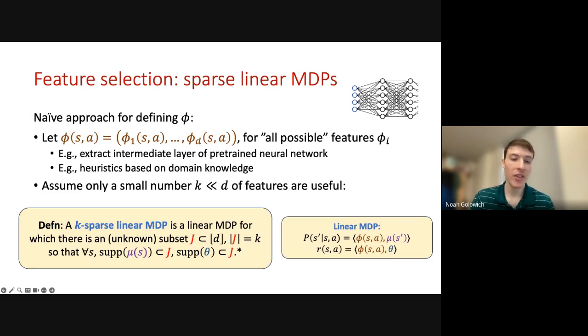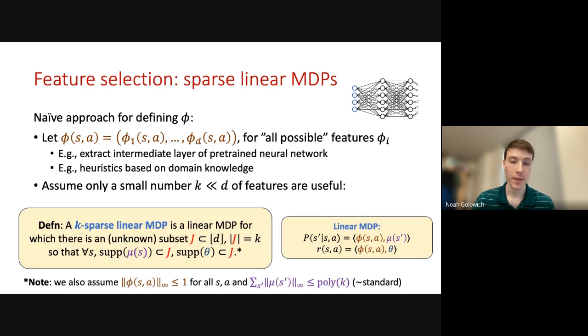And so this definition is exactly capturing our kind of intuition that a small number of features should be useful in determining the transitions. In the definition of a sparse linear MDP, there's additionally some technical norm constraints that we need. We need the L infinity norm of all feature vectors to be at most 1. And we also require a bound on the sum of the L infinity norms of the feature vectors mu of S prime. And these are relatively standard conditions.